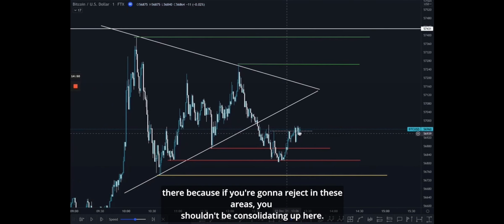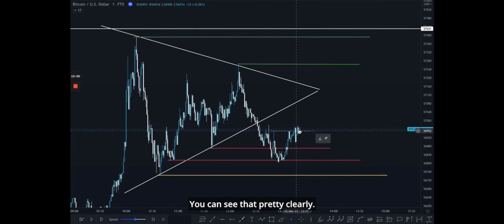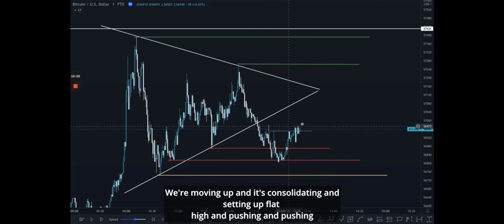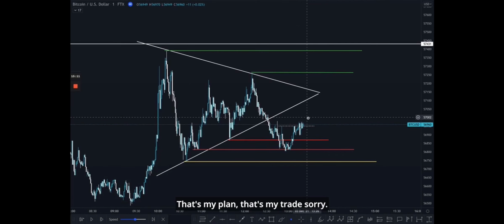Because if you're going to reject from these areas, you shouldn't be consolidating up here. The way this is consolidating is basically consolidation that's going to break higher. You can see that pretty clearly. We're moving up and it's consolidating and setting up flat high and pushing and pushing, and eventually that'll break. That's my plan. That's my trade, sorry.